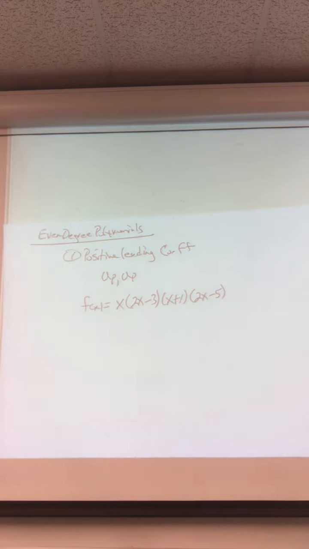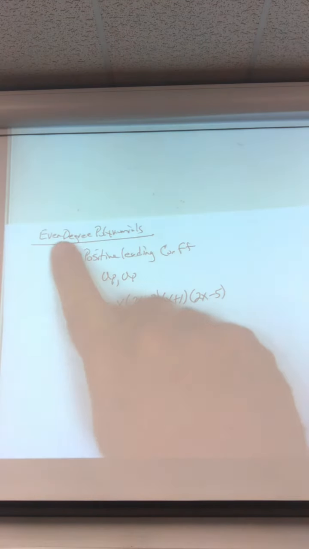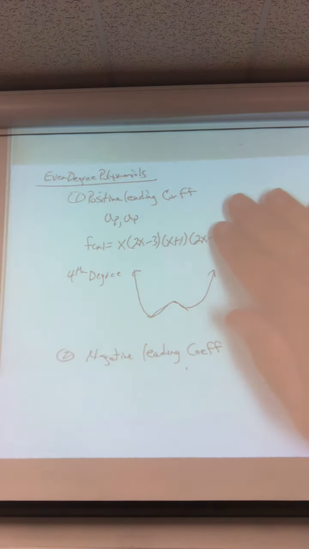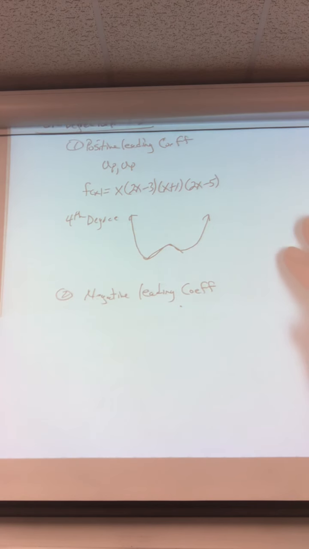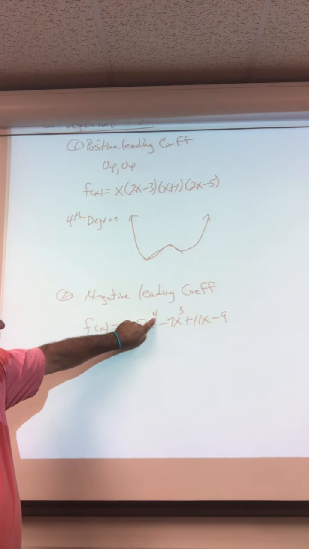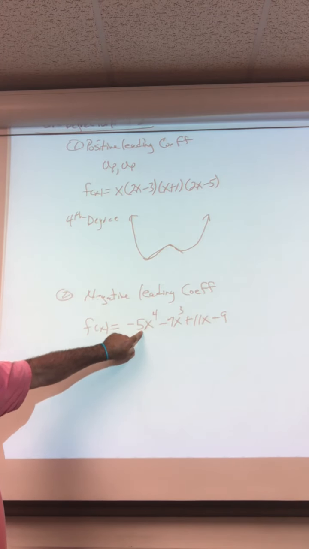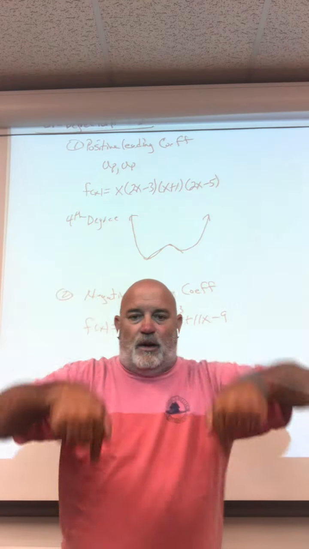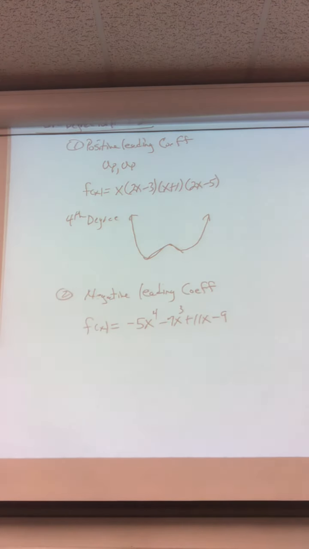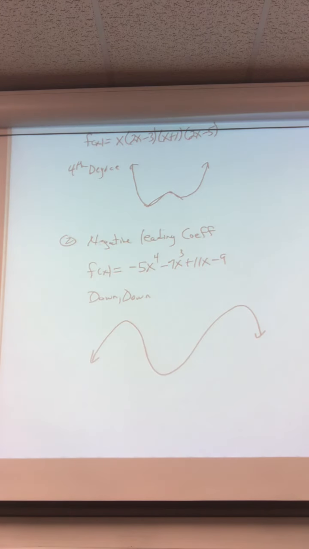Okay, now, if it's an even degree but a negative leading coefficient, for instance, this one right here, even degree, negative leading coefficient, in this case, both arms will go down. So, it may look something like, I don't know exactly what it looks like, but it'll have that shape. Both of these arms will go down.